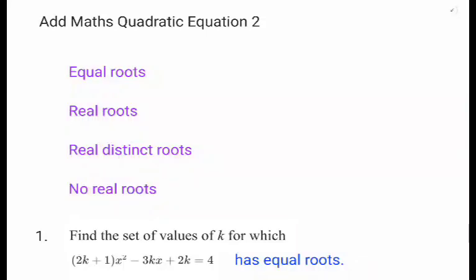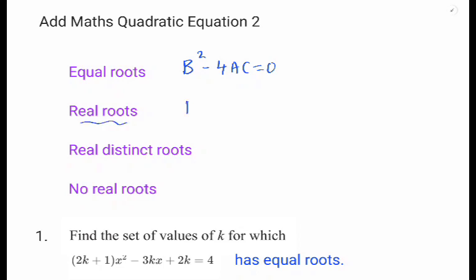Looking at the Maths Quadratic equation 2, looking at the equal roots, real roots, that kind of thing. So equal roots means, the formula is b square minus 4ac equal to 0. There's a way to prove it, but at the moment we are not looking at the proof.